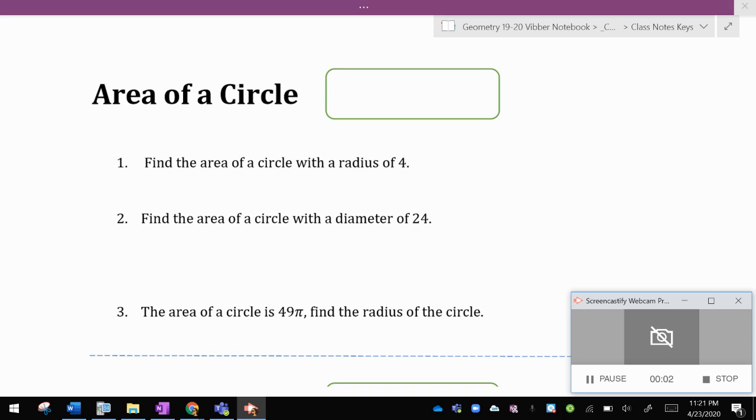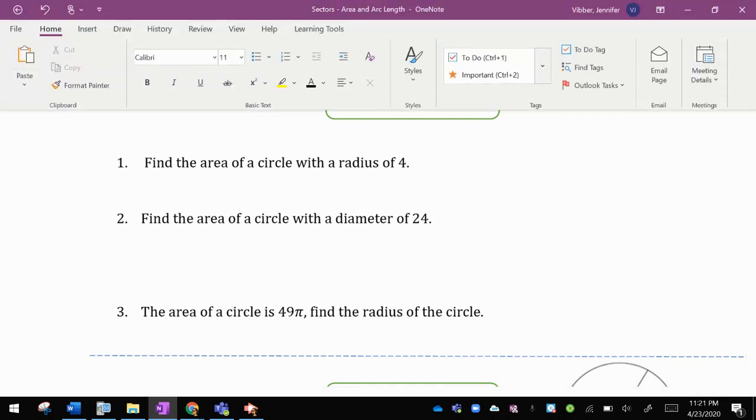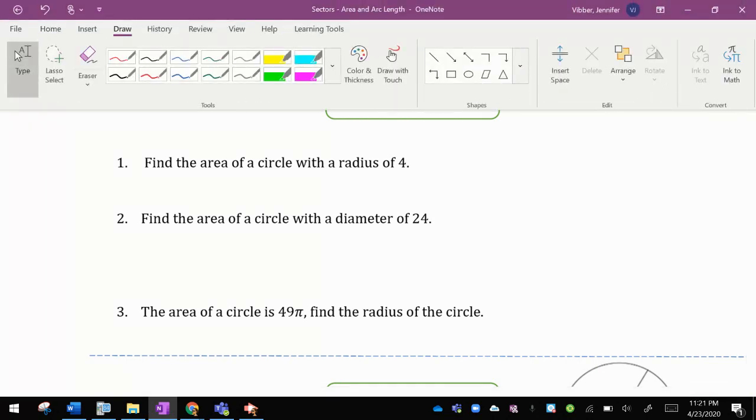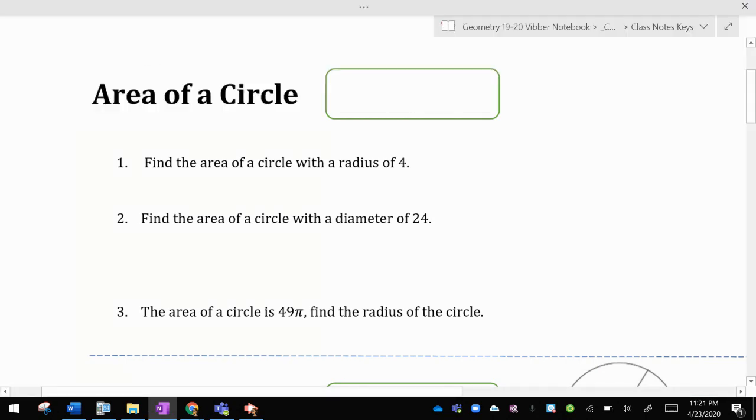Hello, boys and girls. So, what we have is we are going to do some very quick notes on the area of a circle and the area of a sector of a circle. And I don't want you to think of these so much as formulas, but common sense. So, keep that in the back of your mind.